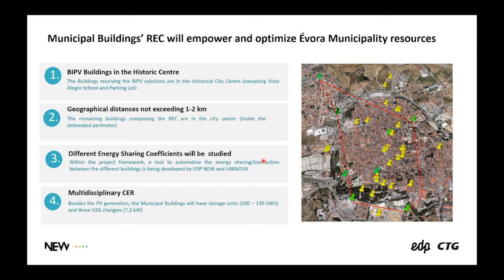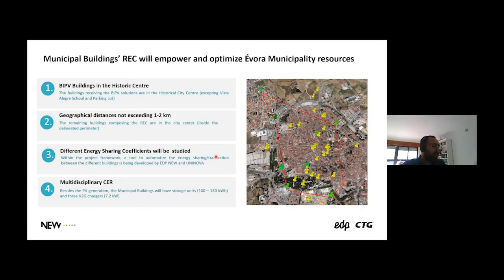Another important stream that I want to highlight over here is the fact that under these renewable energy communities, we are studying the possibility of having different energy sharing coefficients. So at EDP-New, we are developing a tool to automatize the energy sharing, being supported by Uninova. And basically what we want to test is these fixed or proportional sharing coefficients that the Portuguese legislation is currently guiding us to use, and this fixed or proportional is basically locked for 12 months, which we believe is not the best option to build a collective self-consumption.